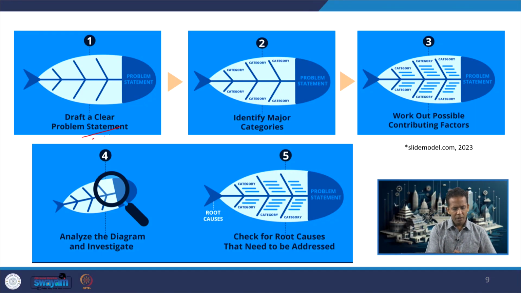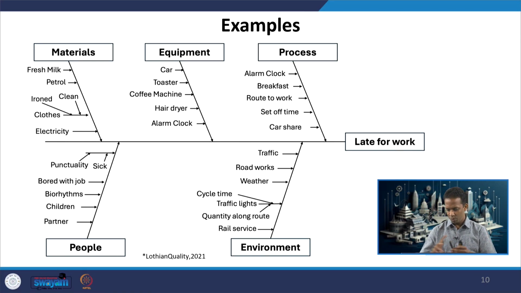This diagram shows the same thing. First you prepare a statement, or the effect, and put it at the mouth. List down the major categories as the skeleton. Now, work out possible causes, analyze the diagram and investigate and check for root causes that need to be addressed. That is the final purpose of the fishbone diagram. Once we know the root causes, we think about what needs to be done. Let us see some examples, so it is more clear.